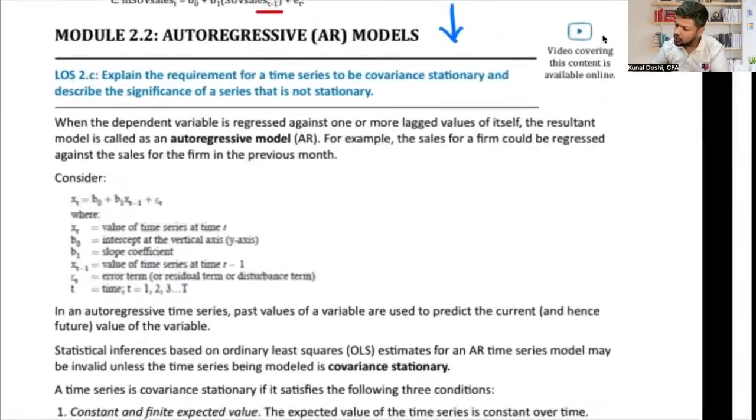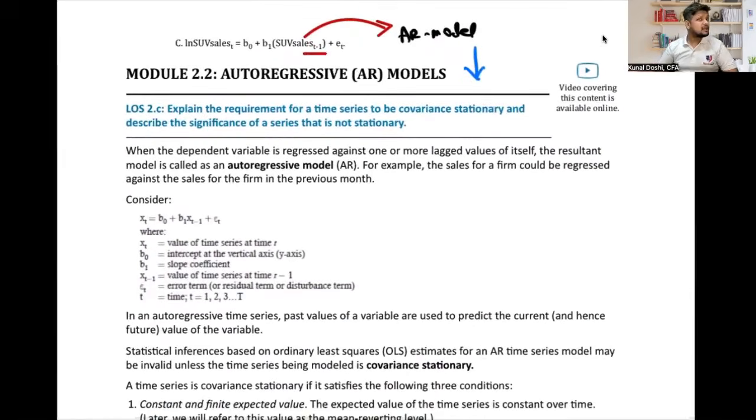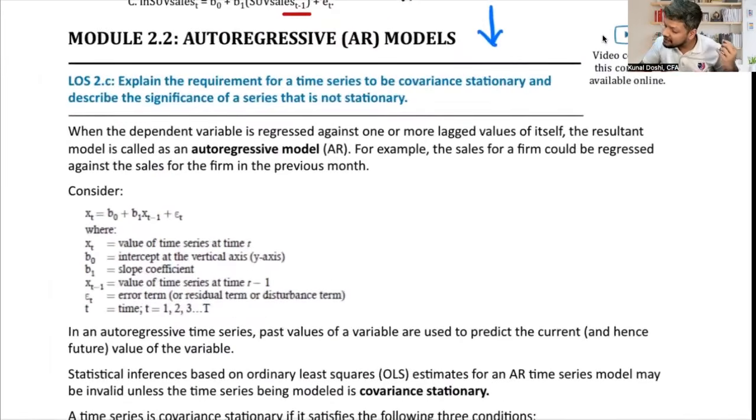Yes, under the auto-regressive model. Now remember, when we use the trend analysis model, the independent factor was time. Now, what if I'm using the previous year to predict the values of the current year, or I'm using the current year to predict the value of the next year, or I'm using the next year value to predict the value of the further years? So this is where the dependent variable is regressed against the lagged value. Lagged value means the previous year values.